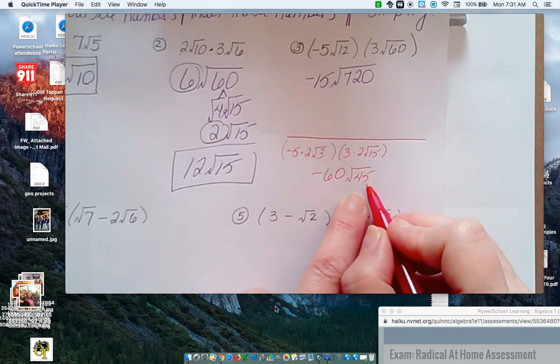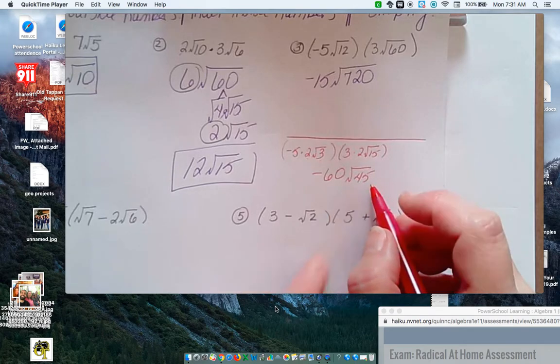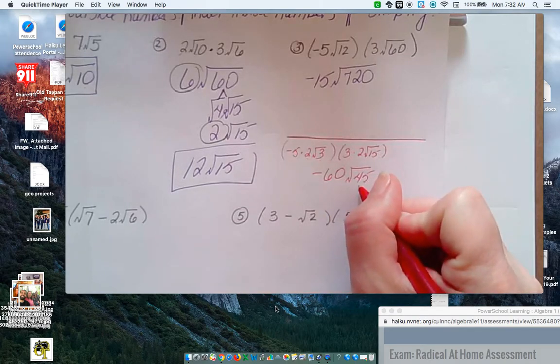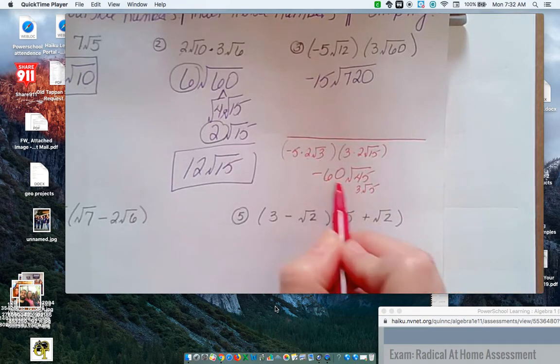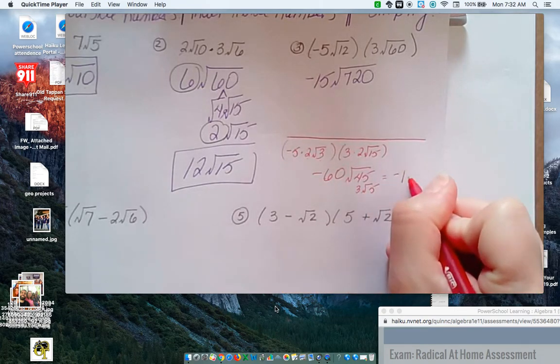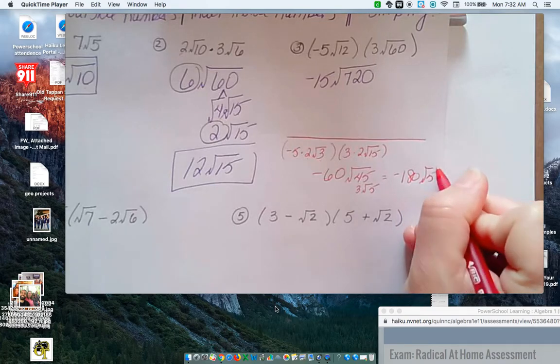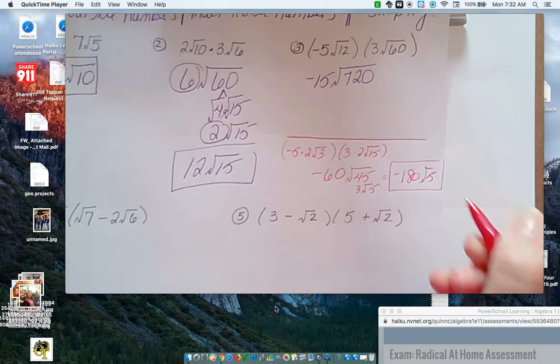Always check to see if you can simplify, and you can simplify radical 45. So radical 45, I'll give it a try, and it's going to be 9 times 5. So that becomes 3 radical 5. Multiply your outside numbers, negative 180 radical 5. That is your final answer.